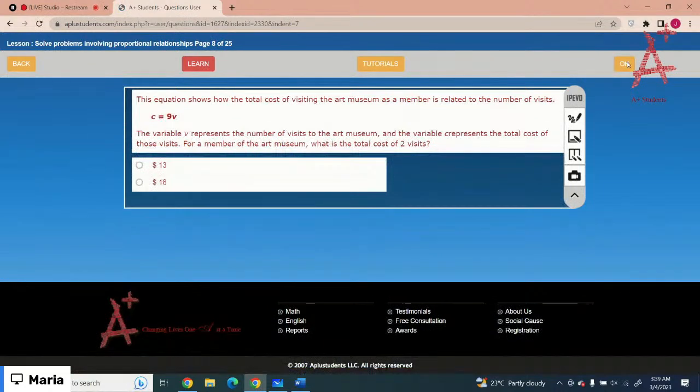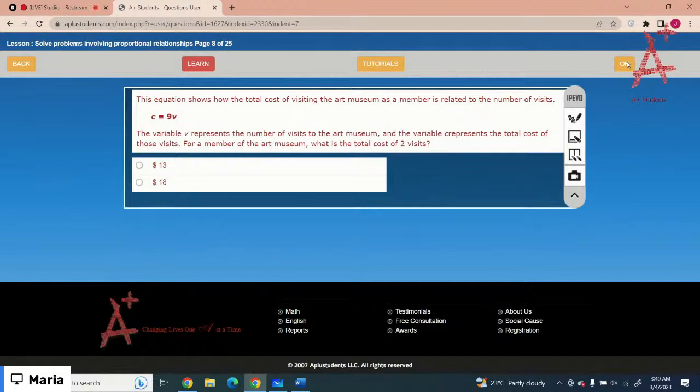Okay, the next one: this equation shows how the total cost of visiting the art museum as a member is related to the number of visits. C equals 9v. Got it? The variable v represents the number of visits to the art museum, and the variable c represents the cost of those visits. For a member of the art museum, what is the total cost for 2 visits?